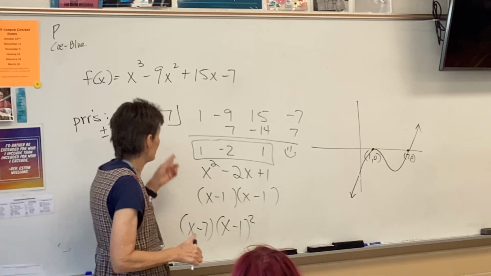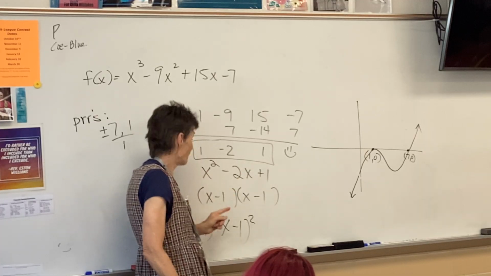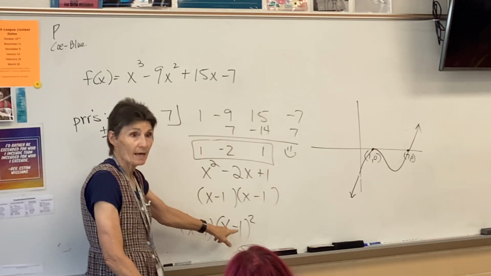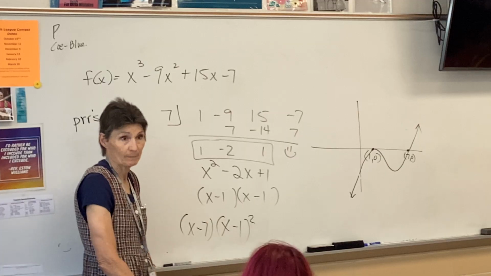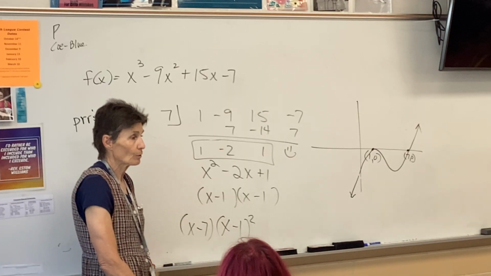Now, Brian, if you guessed 1, then your thing here was different, but it factored into x minus 1, x minus 7. So you got exactly the same thing in a different order.